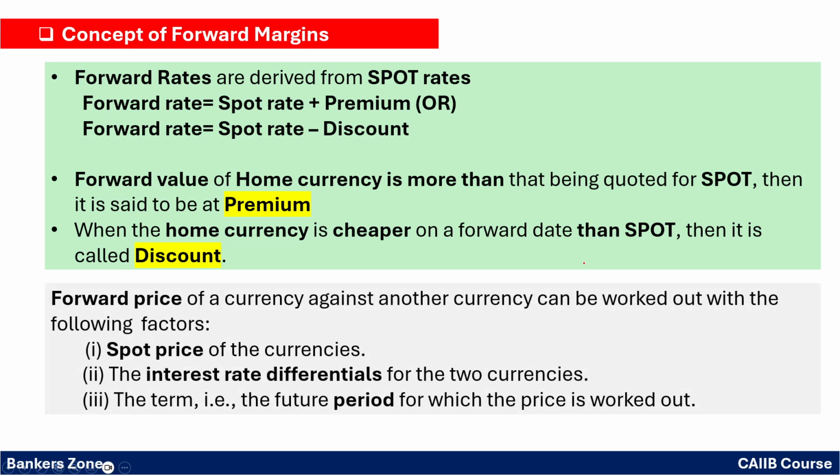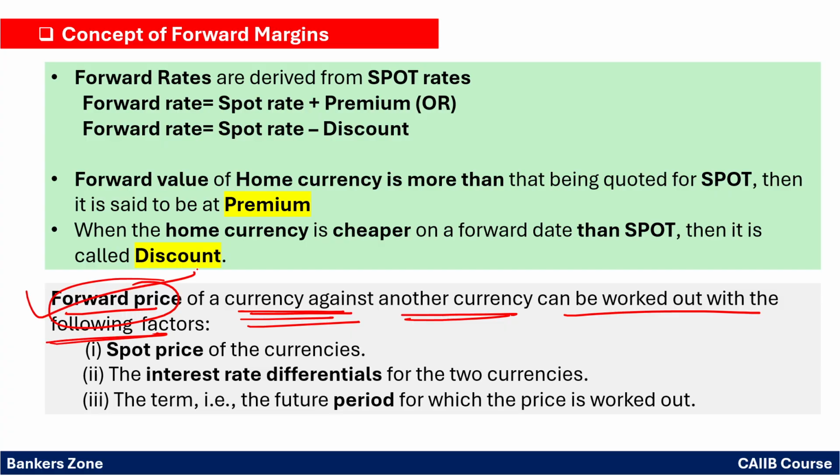Okay. Now see, forward price of the currency. What is the forward price? So in future, what price will be there for the currency, right? So that is the forward price. Forward price of a currency against another currency can be worked out with the following factors. So how can forward price be calculated? Simply, we should know the spot price, right? Because based on the spot only you are able to calculate the forward. So what is the spot price of the currency involved?